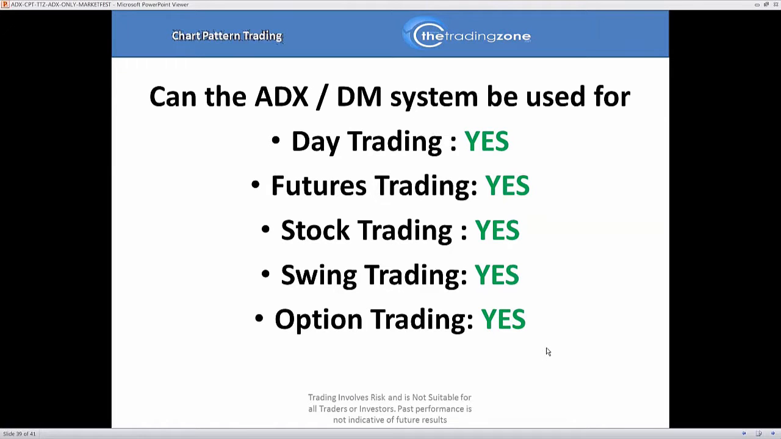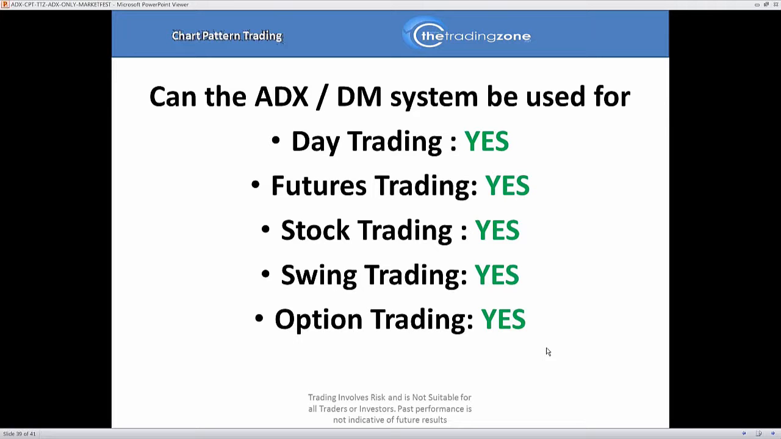Can the ADX system be used for day trading? Yes. So as I mentioned, you want to use Renko charts, range charts, charts that measure the movement, futures trading. All the charts I've shown you thus far today were currency, not currency. We've had oil in there, crude oil futures on a 4-range chart, and we also had the Nasdaq, the NQ. Stock trading, absolutely. Swing trading. I'm going to show you a swing trading chart in a second.